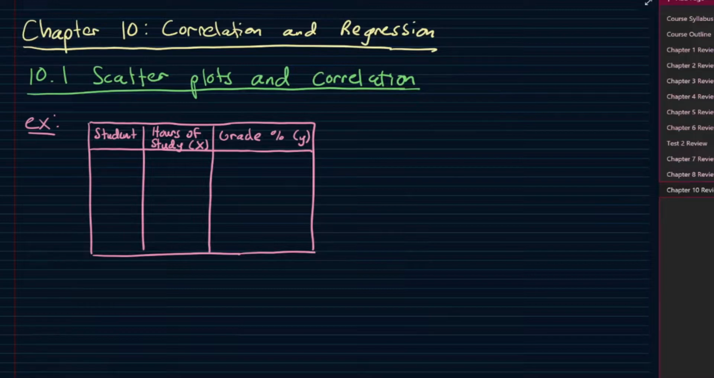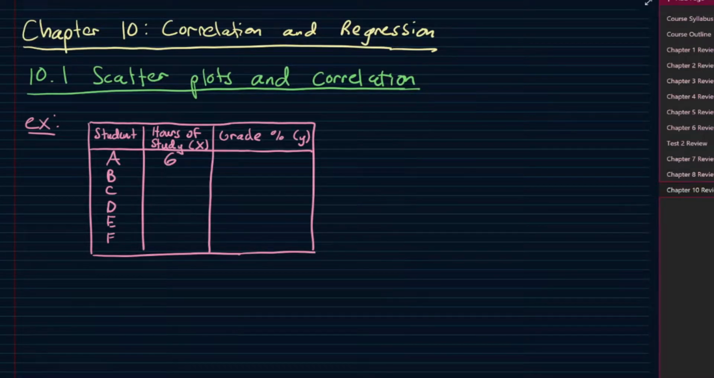And so they got data from some students. And they wanted to test to see if there's a correlation between the variables hours of study and grade. You know, does the amount of hours that you study show an increase in grade in general? Are the variables related?